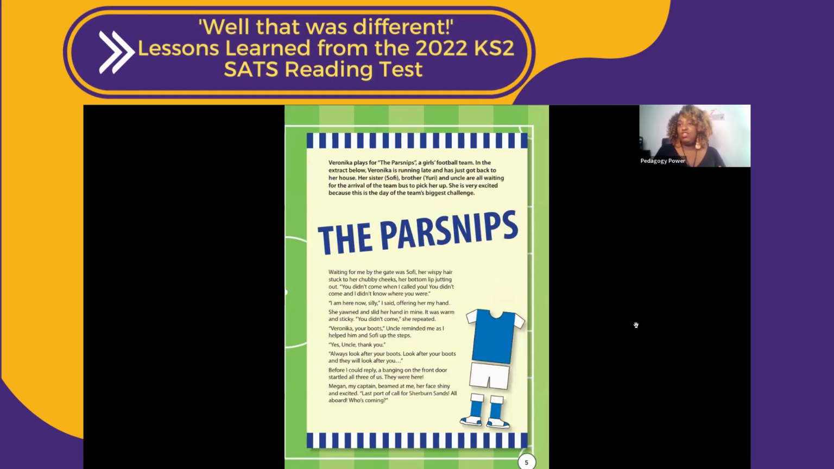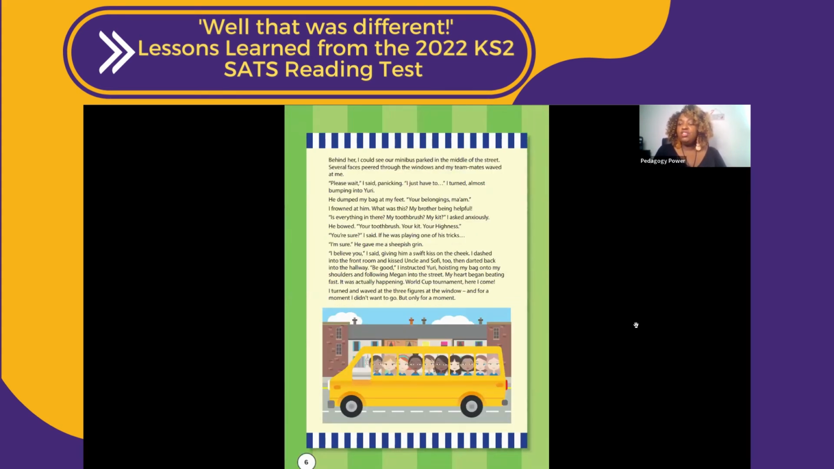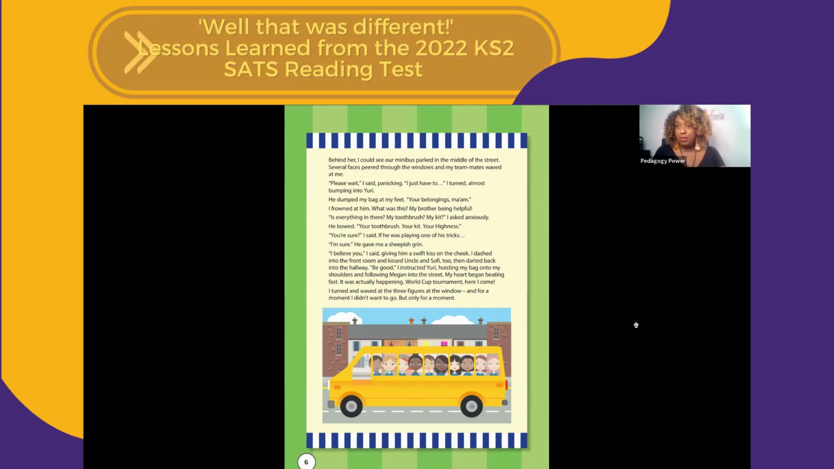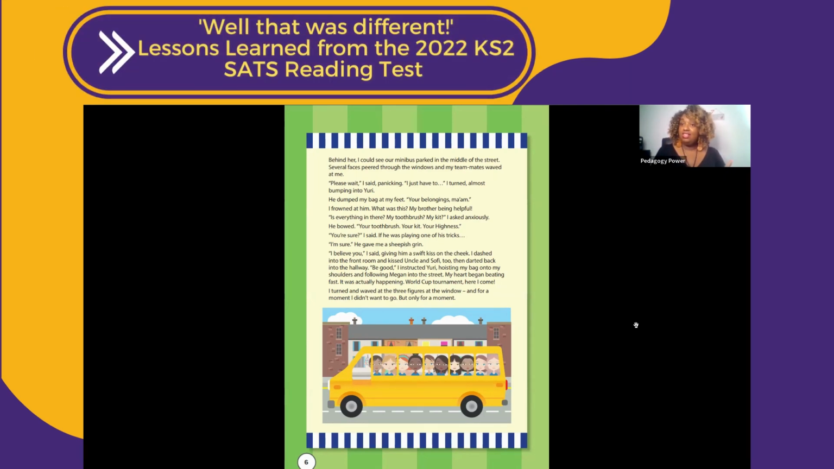I can imagine lots of children scanning all the way back to here, where it says, look after your boots, and they will look after you, and plunking in boots as an answer. We've got to teach our children that there is a certain proximity in terms of scanning for them to seek out information that's related to a key point. So there are a few lessons to be learned, even though that text was considerably shorter than those in the past.